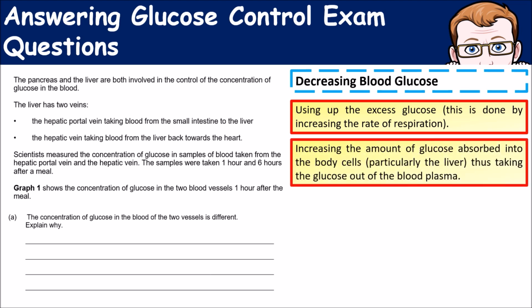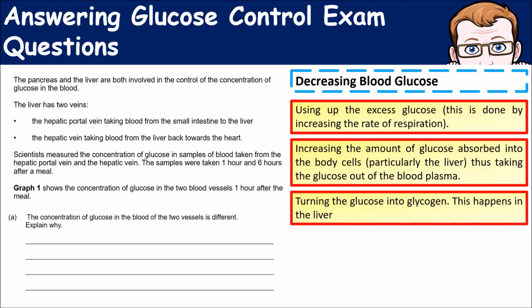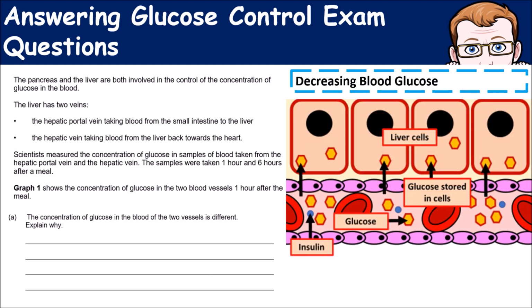We can increase the amount of glucose that's absorbed into the body cells, particularly the liver cells, out of the blood plasma. So we can turn glucose into glycogen, which happens in the liver. And all of this happens because insulin is secreted by the pancreas when blood glucose is increased, which causes liver cells to take more of that glucose out of the blood. So if we have a look at this question, the pancreas and the liver both control blood glucose concentration in blood, right? So that's what the question is about.